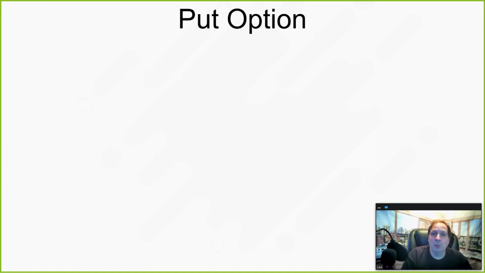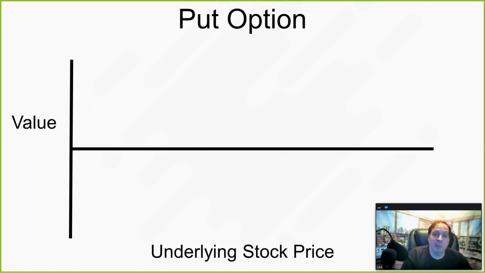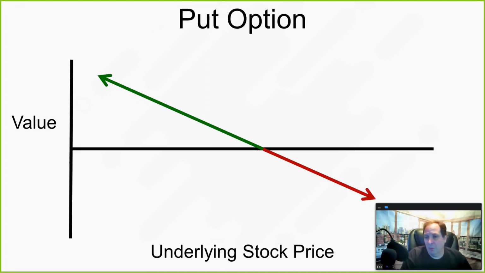What happens with a put option is it's based primarily on the stock price as well. As the stock price goes down, the value of the put option goes up, and as the stock price goes up, the value of the put option goes down. It's inverse. So the put option is the right to force somebody to buy a stock at a specific price.